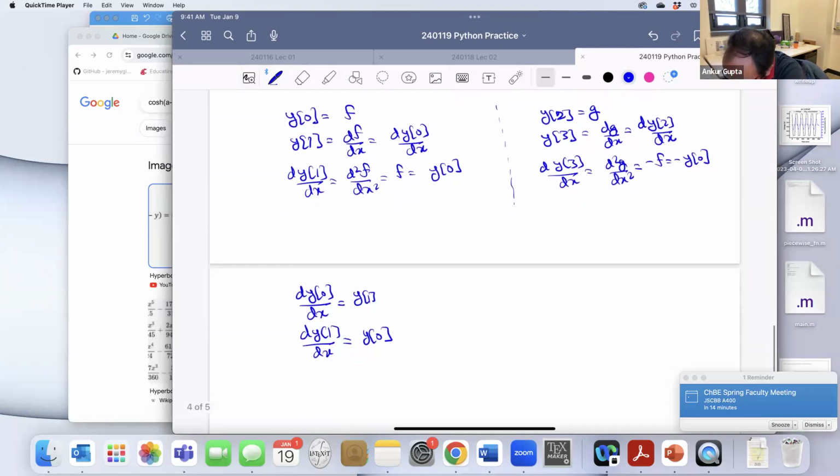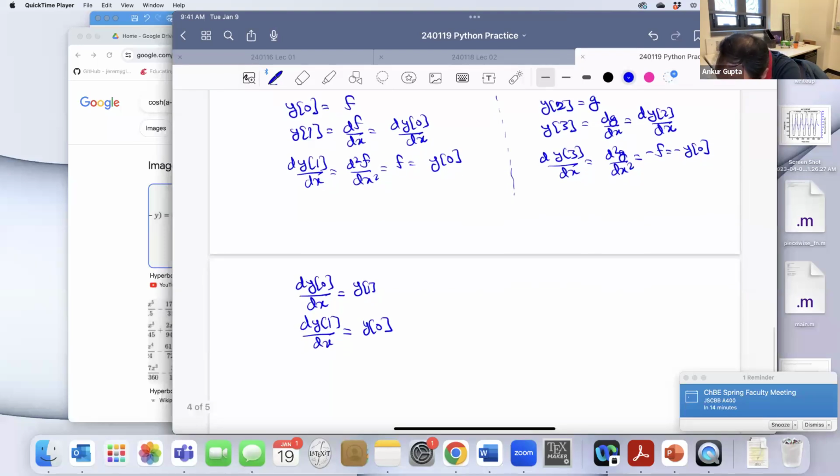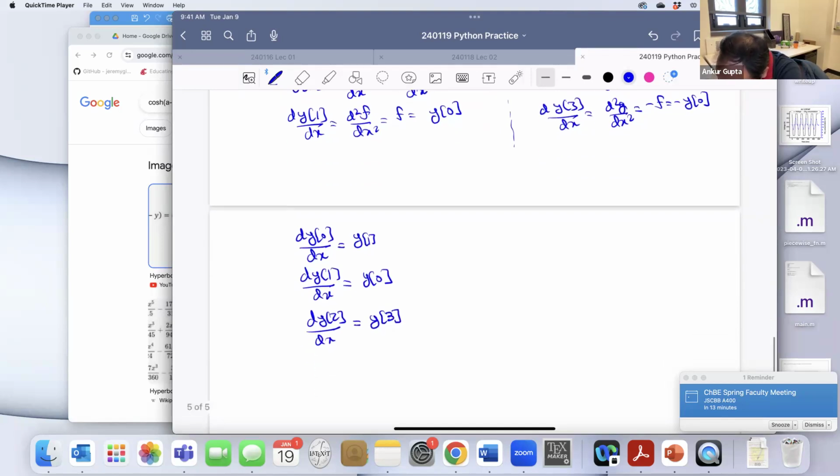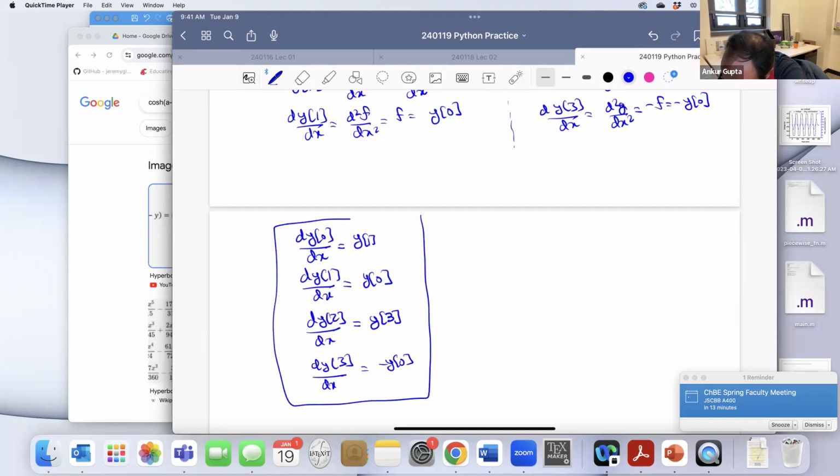So now for what Python expects, dy2 by dx is equal to y3, and dy3 by dx is equal to minus y of 0. Okay, so these are the four equations that we want.